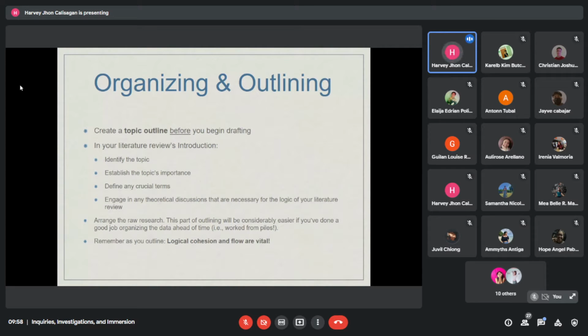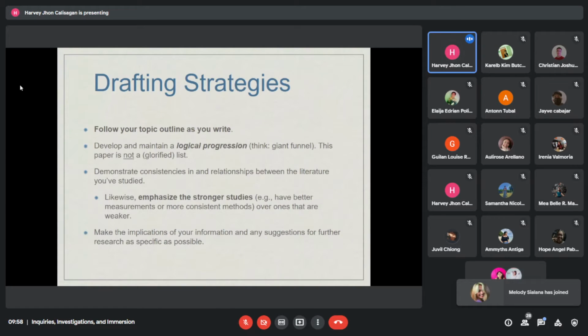Again, the importance of minding the essence of your literature is very important. You have to impart, not just as a student but also as a researcher. Arrange the raw research. This part of outlining will be considerably easier if you've done a good job organizing the data ahead of time. And remember, logical cohesion and flow are vital. If you don't have a very cohesive mind, if you don't have a very constructive mind, you will lead to nothing but a desperate and unproductive research. I'm telling you. So please strategize everything.